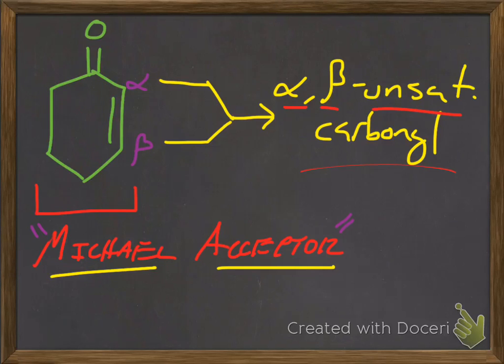This is just one example compound, but in all of them you would have the carbonyl group attached to a carbon, and then some form of, here's your alpha carbon, here's your beta carbon. These carbons are going to be unsaturated. So that is what is referred to when we're talking about an alpha-beta unsaturated carbonyl compound.